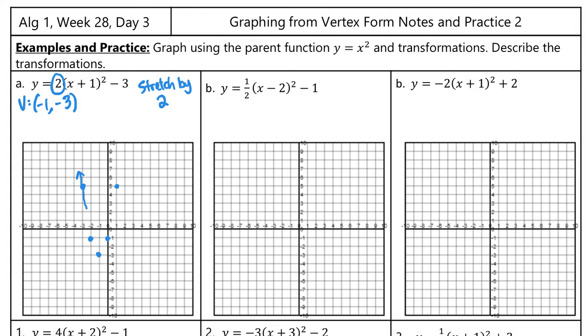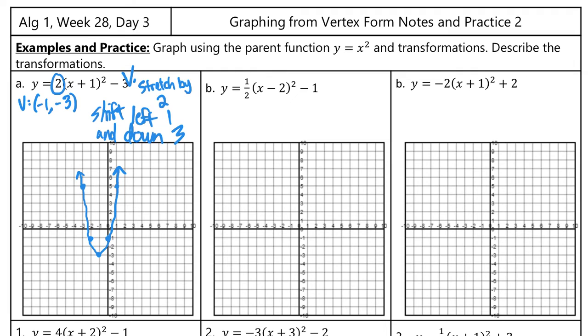And here's my parabola. If we were to draw the parent graph x squared, or even just this graph without the 2, it would probably be easier to notice that, yeah, this graph is actually narrower because it's going up faster than it normally does. So describe the transformations. We have a vertical stretch by 2, a shift left 1 and down 3, something to that effect.